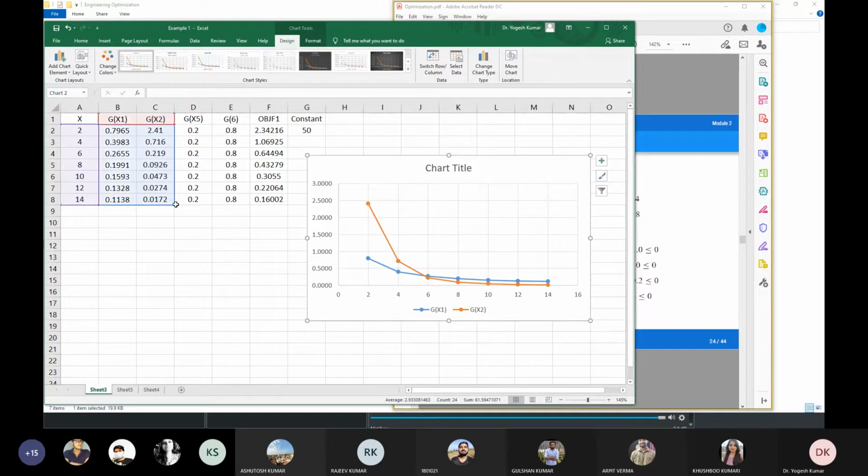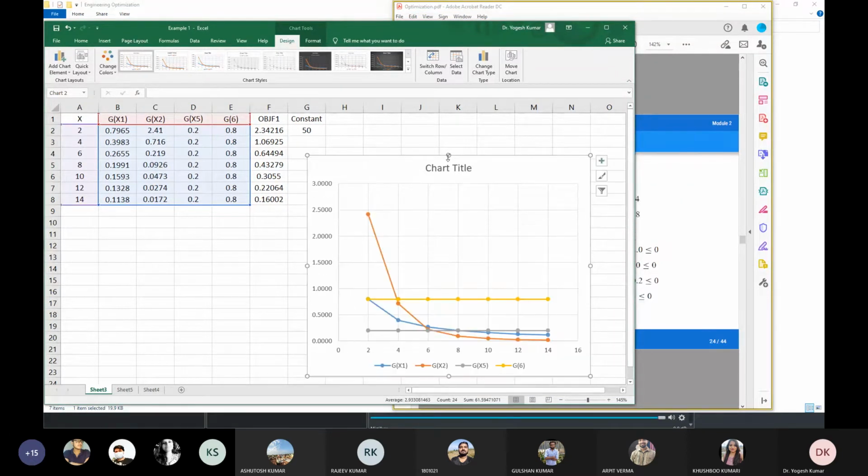Just a second. Okay, so this way you can see G5 constant is also drawn. Then you can also include the constant G6. I have entered values in advance so that you are aware. So here, let me make it larger.